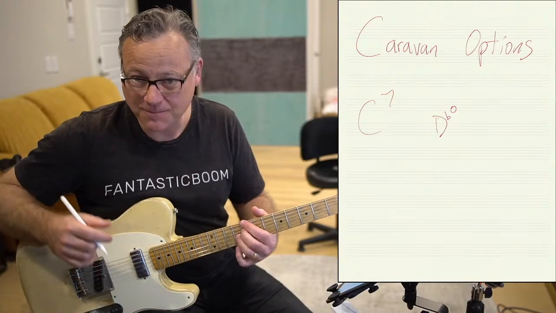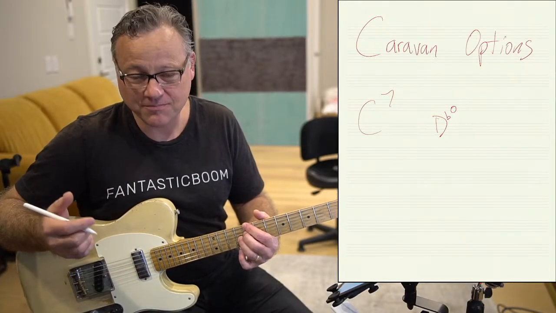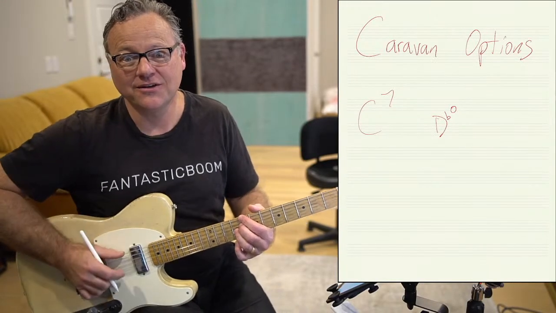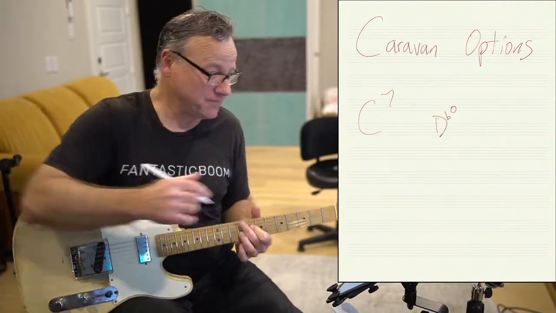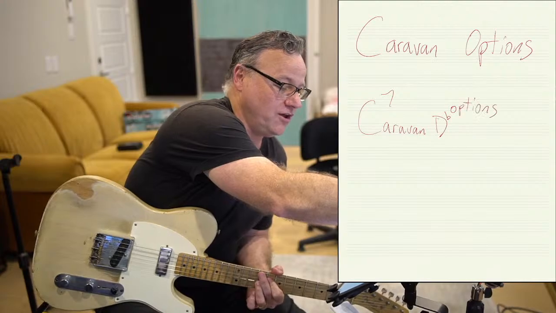You can't just put your typical C7 lick or D flat diminished lick. Look at that, Caravan options.